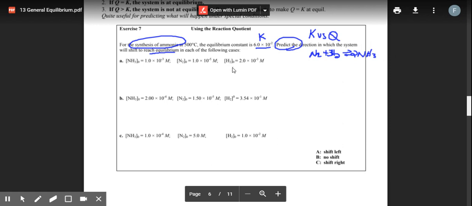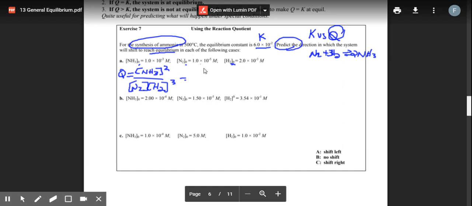Well, now, what I'm given here, you see the little zeros right there? Those mean initial values. So again, the only thing that I can plug into Q expressions are initial values. Those are at time 0. So that's what I'm going to plug into my Q expression. Let's write it out first. Always write the expression and don't plug in any numbers. So NH3 squared over N2 times H2 cubed.